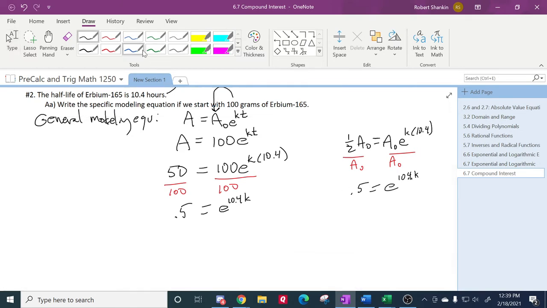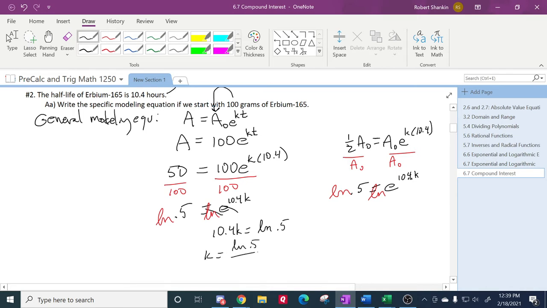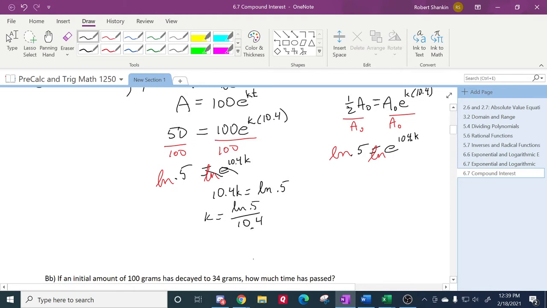And then we've got to solve this for k. I'm going to take the natural log of both sides. And then these cancel out. I'm going to get 10.4k. I'm going to put this to the other side. Just turn it around. So k is equal to ln of 0.5 over 10.4. And I could punch it out and get the decimal if I wanted to, but I don't have to.